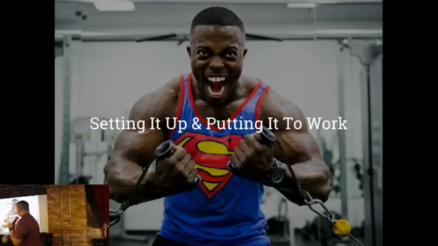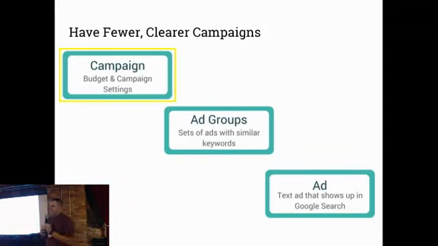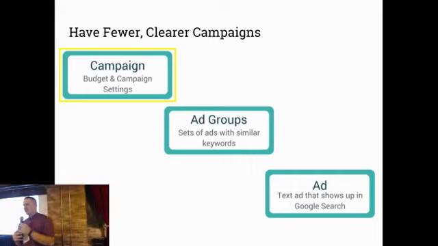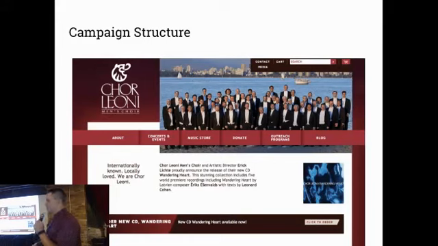So setting it up and putting it to work, having a clean campaign structure is really important. We take over accounts sometimes that have dozens of campaigns, and it's a nightmare to understand what's going on. So having a clean campaign structure is important, and here are a few suggestions for how you can do it. One is to follow the navigation structure of your website, because it generally relates to content areas or what people are looking for.